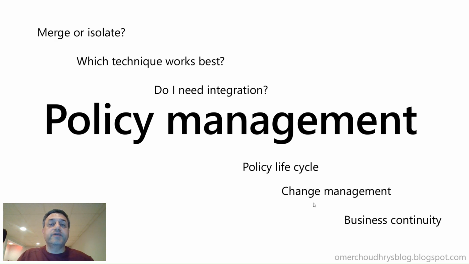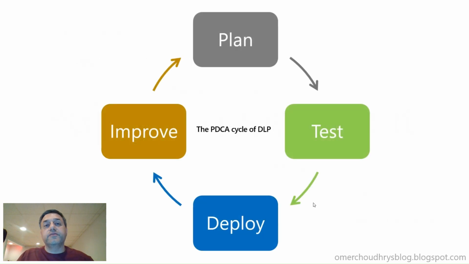Try to improve the policy based on information you get from the DLP console, based on the feedback you receive from the end users, and based on that feedback, plan for the next improvement in the policy. Similarly, if there is a new requirement from the business, plan it accordingly, test, deploy, and improve. So the cycle goes on.